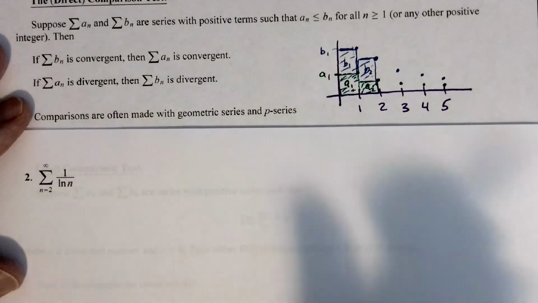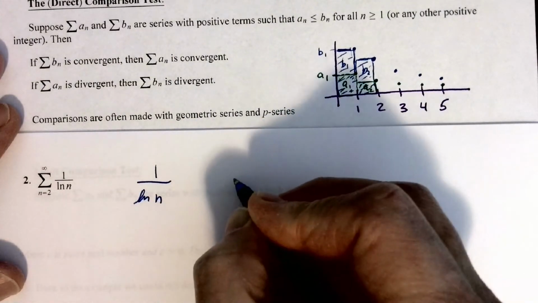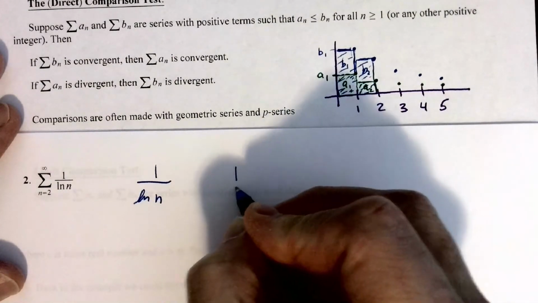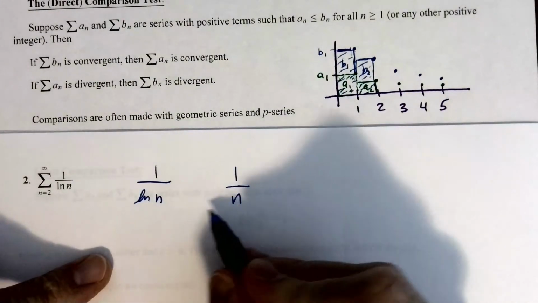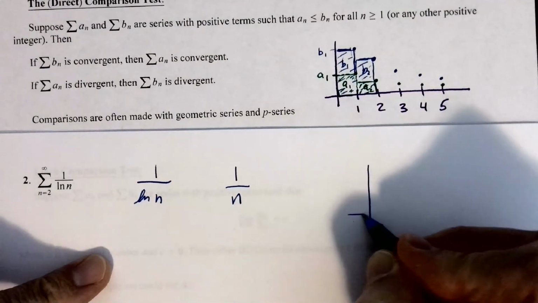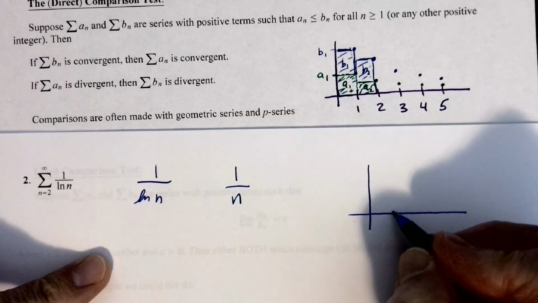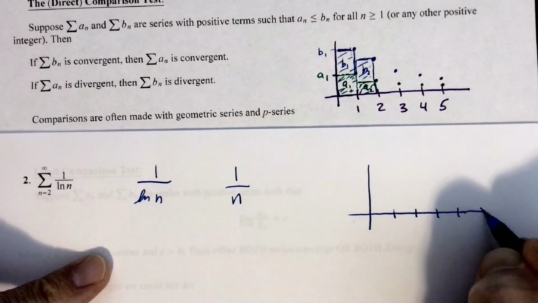What would we compare 1 over the natural log of n to? What can we compare it to? I'm going to compare it to 1 over n. And we know something about this series, but why would I want to choose that? Well, first of all, think about the graphs of these two functions.